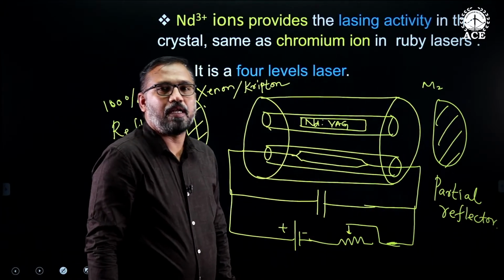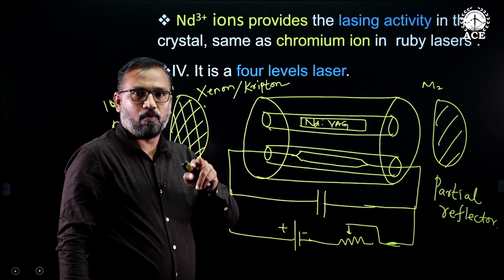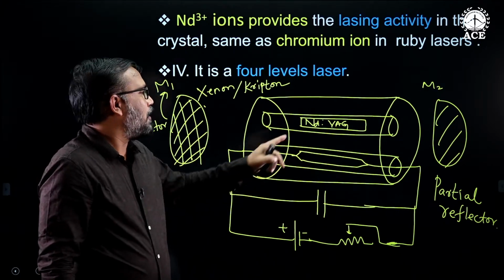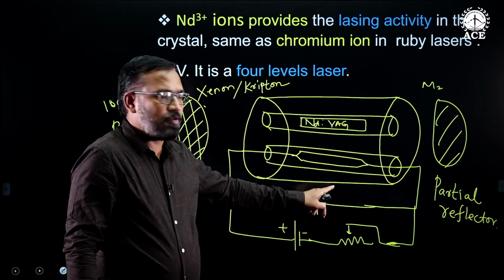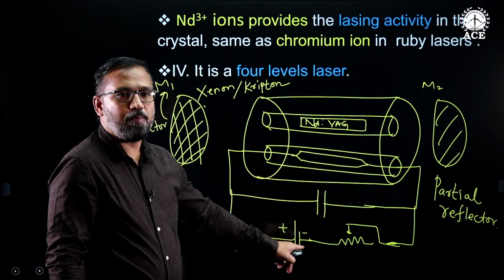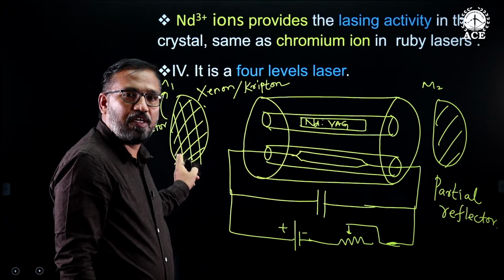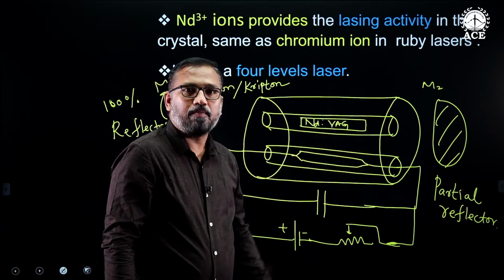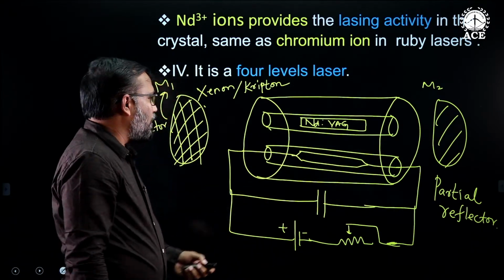So what are we having? An elliptical shaped cavity having two focus points. In one focal length we are placing the NdYAG rod. In another focal length we are placing the flash lamp, xenon or krypton flash lamp, connected to a power supply. On the two sides we have mirrors, one side a fully reflector, the other side a partial reflector. So when we give a certain amount of energy, what happens?